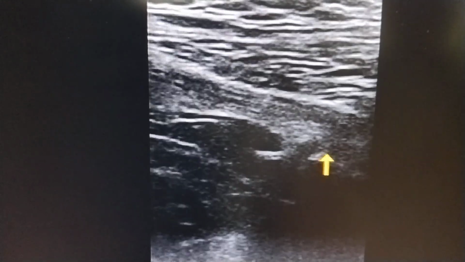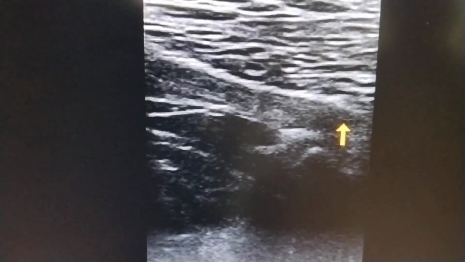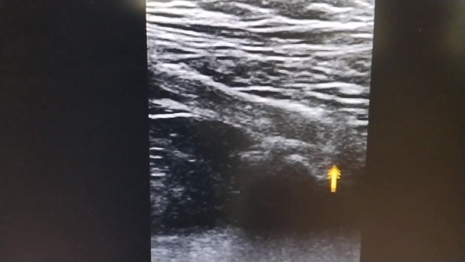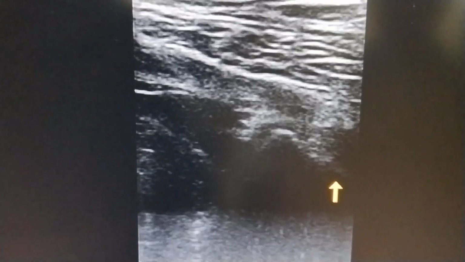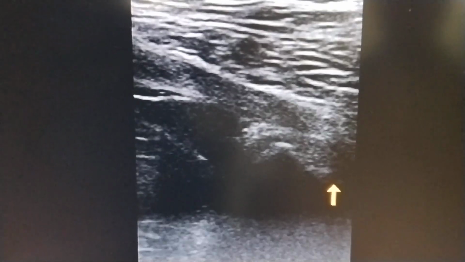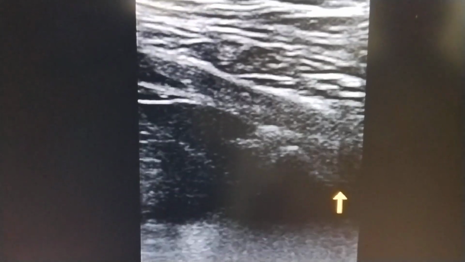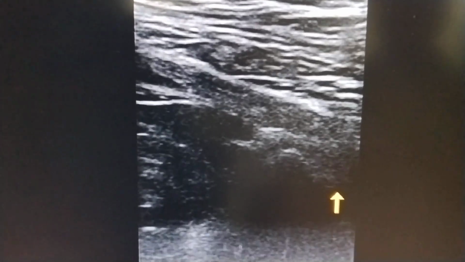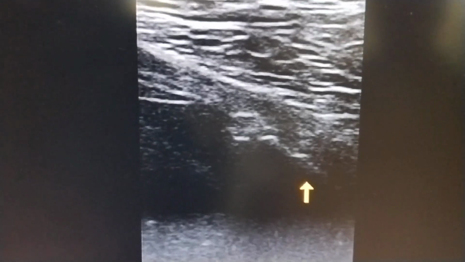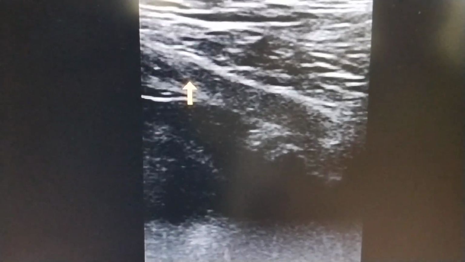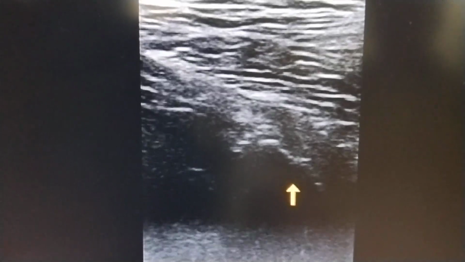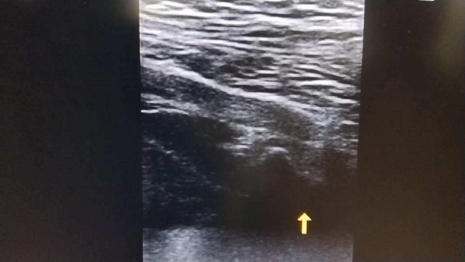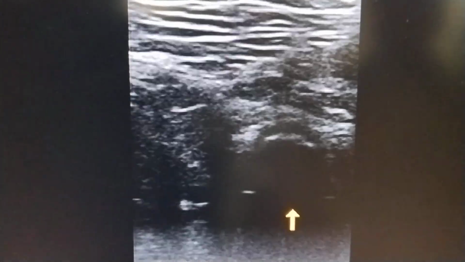This is the rectus abdominis muscle, and this bone is the pubic symphysis. This muscle is inserting into this area. This is the pubic symphysis. So I started from the umbilical region in the midline, followed the midline downward, and reached the pubic symphysis following this rectus abdominis muscle. When I reach the pubic symphysis, I just move slightly laterally.